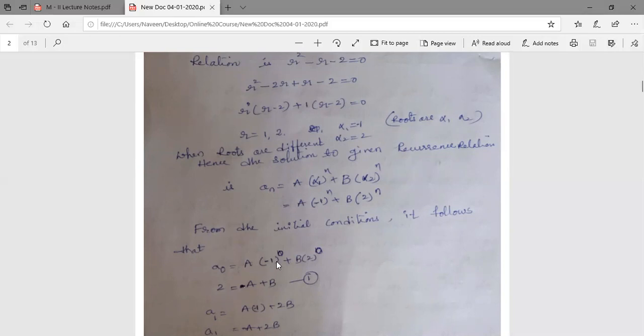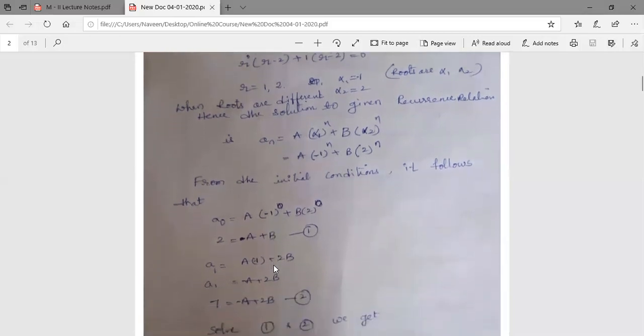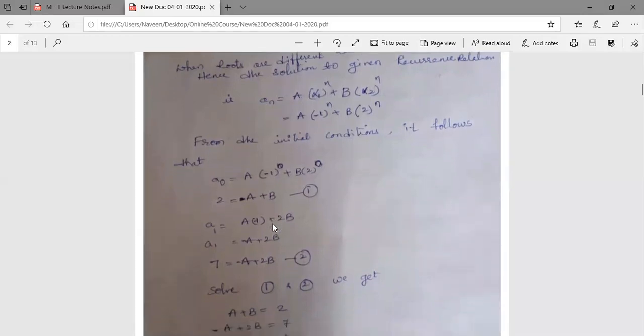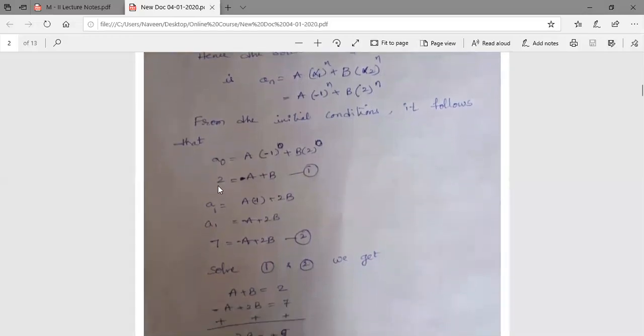Minus 1 power 0 is 1, so you get A plus B. Something power 0 is 1, so you get B. A plus B is equal to 2 here, and by substituting n equal to 1, you get A1.